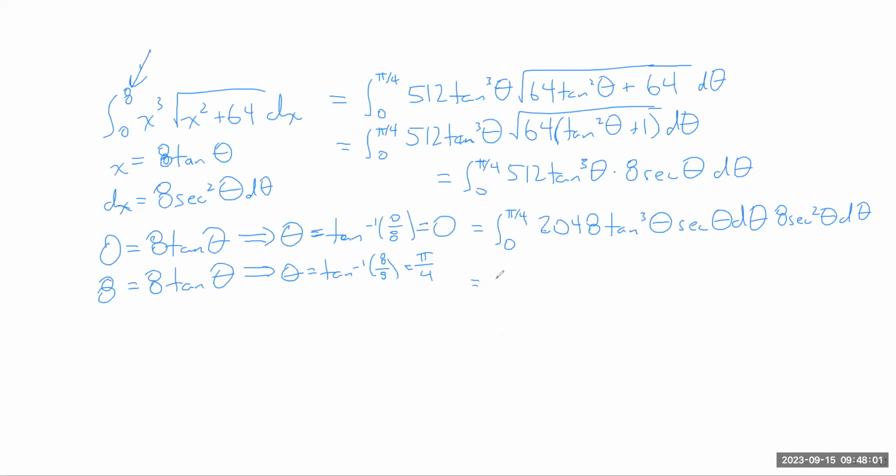Are we happier with it now? Except for the fact that I can't multiply. Okay, so now 4096 times 8 is, help me out. 32,768. So 32,768 times tangent cubed of theta, secant cubed of theta, d theta.